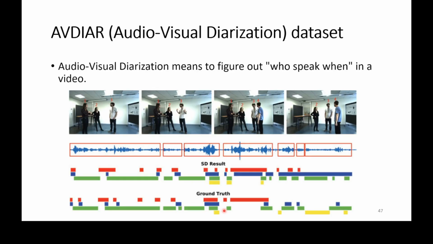So this is the ground truth. They want to develop an algorithm. What is the input? The video and the voice signal at the same time. And what is the output? The output is who is speaking at which moment. So this is a generated result. And comparing with the ground truth, they can estimate the accuracy. So that's the purpose served by the ADVI-AR dataset.